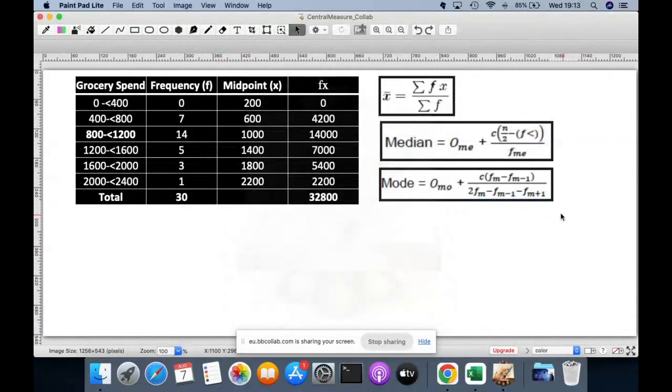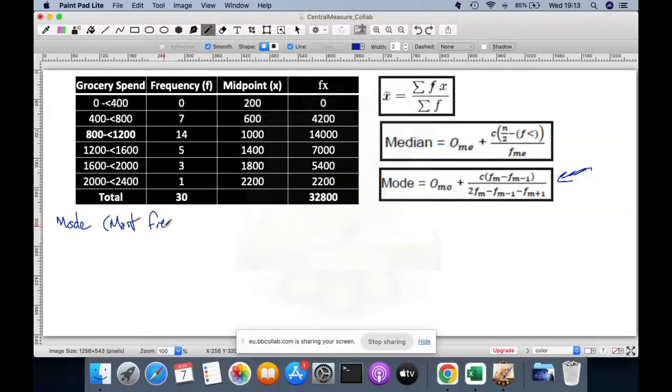All right, the last one we're going to do is the mode. It's a very similar process as the median. Like we did before, we had to determine the interval. For the mode, by definition, the mode is the most frequent number, the number that occurs the most amount of times. So your mode is the most frequent number.